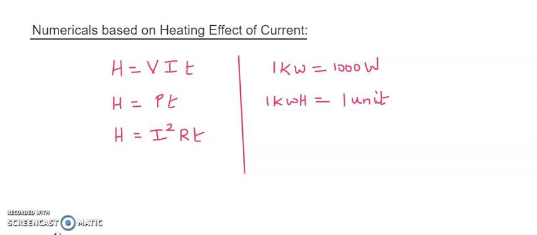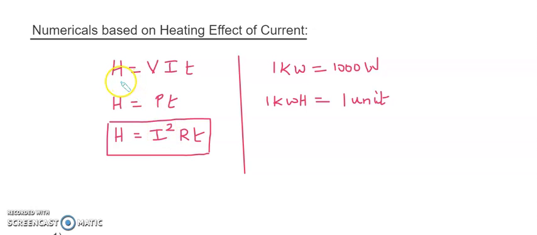Hello everyone. In this video, we are going to talk about the heating effect of electric current, or Joule's heating effect of electric current. The actual formula for Joule's heating of electric current is H = I²RT. It's also power multiplied by time. The other formula for power is VI. So, you can have three different formulas for heat.